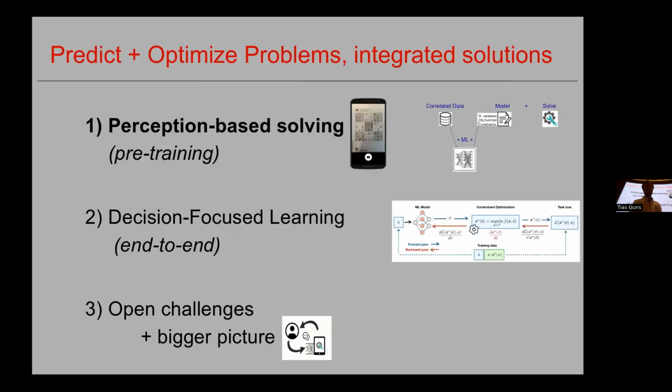Okay, so that's a bit to set the scene of the talk. So we'll do a warm-up with some perception-based solving based on the visual Sudoku app. In that case, we're just going to pre-train the neural networks, but we're going to be smart about how we use the predictions. That can already get you pretty far. And then the main part of the talk will be about decision-focused learning. So how can we do end-to-end training with the solver in the loop? And then we'll close off with some open challenges in the bigger picture of the ERC project.